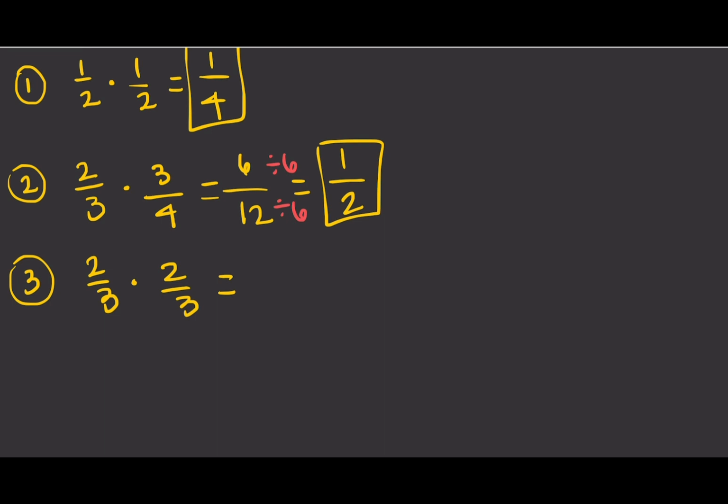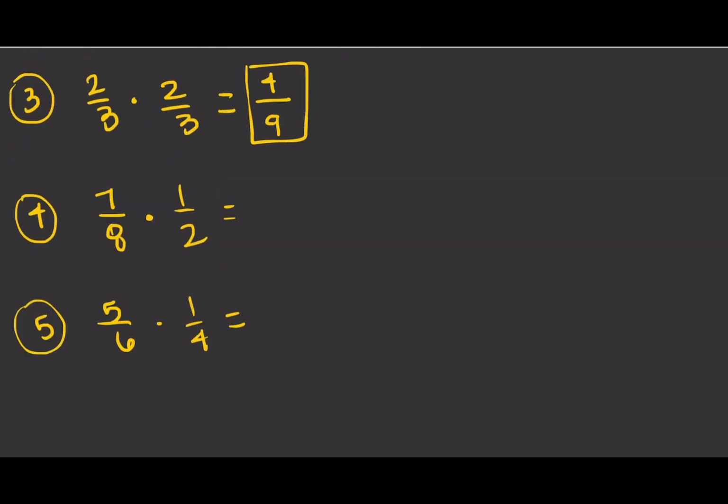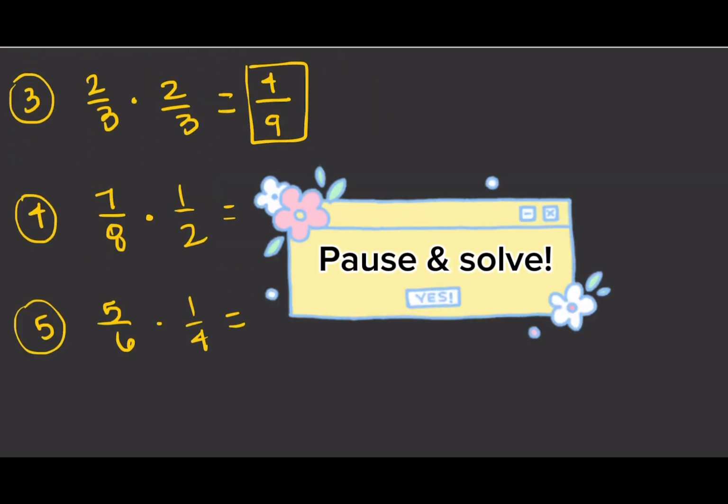So step 1, multiply straight across. 2 times 2 is 4, and 3 times 3 is 9. Step 2 is to simplify. This is the final simplification. I'm going to throw 2 more examples up here, and I encourage you to pause the video, solve on your own, and then resume when you're ready to check your answer.